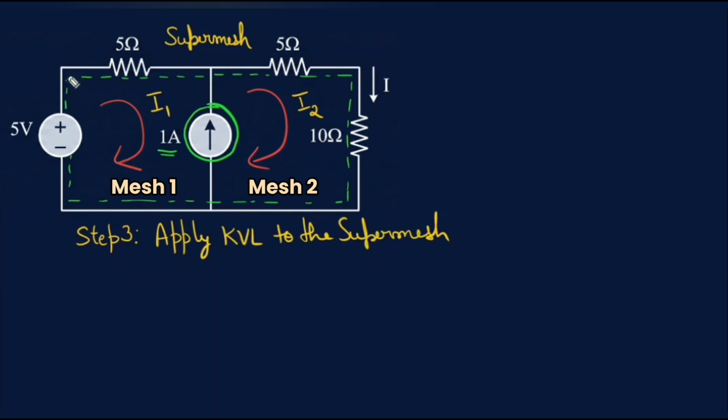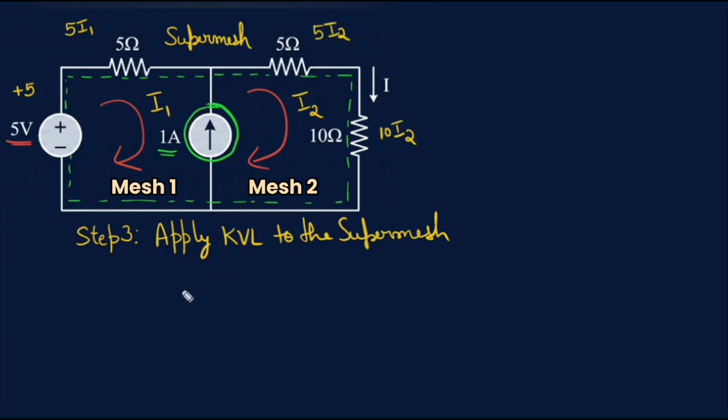Step 3. Let's apply KVL around the outer boundary of the supermesh. Starting from the bottom left corner and moving clockwise, the 5-volt source gives a voltage rise of +5. The voltage drop across the left resistor is 5 into I1. On the right side, I2 flows through both 5 ohm and 10 ohm resistors. So the voltage drops are 5I2 and 10I2.